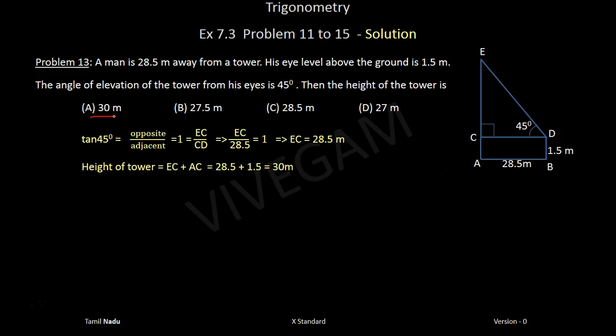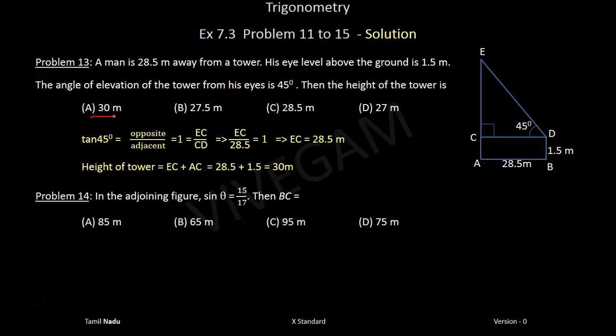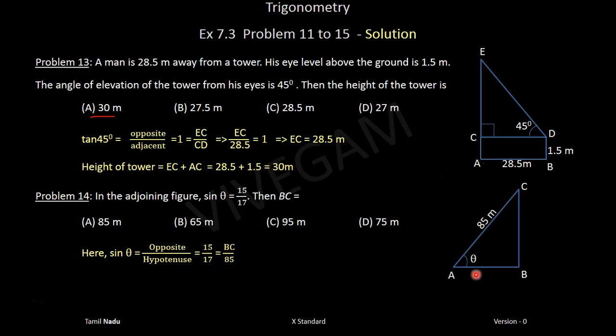Okay. Now let's go to problem 14. In the adjoining figure, sin theta is 15 by 17, then BC equal to. So this is theta, and they are saying, oh, it's a mistake. Okay, I'm sorry. I mean, it's right. Just check the book. It is right. So they have given sin theta is 15 by 17, and they have given the measurement of AC.